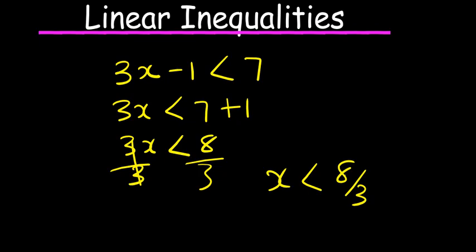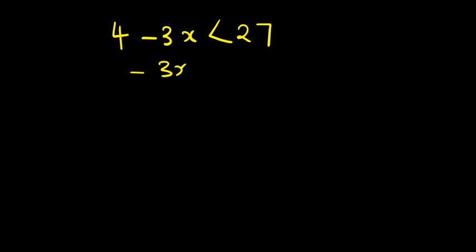Now here's where we need to be careful. For linear inequalities, every time you're dividing with a negative, you have to be very careful. You are changing the inequality symbol. Let's say I've got 4 minus 3x. This is less than 27. Okay, so how can I solve this one? I'm going to have negative 3x. This is less than 27.